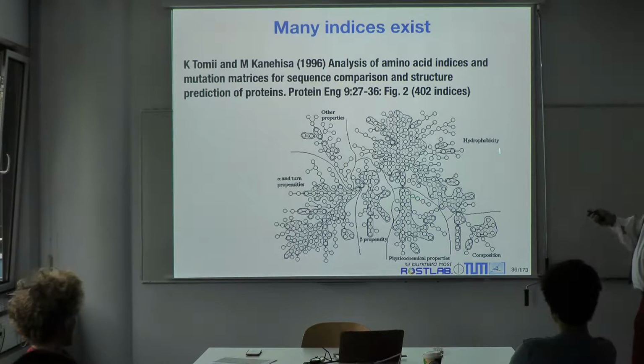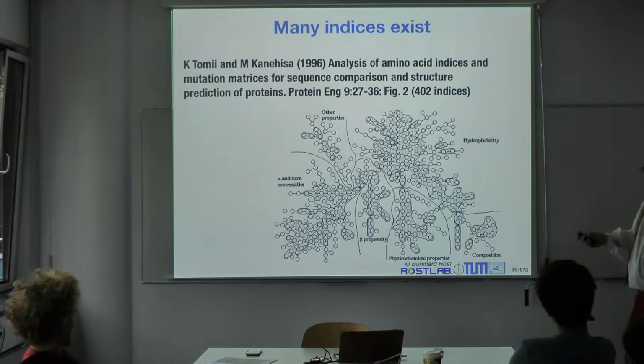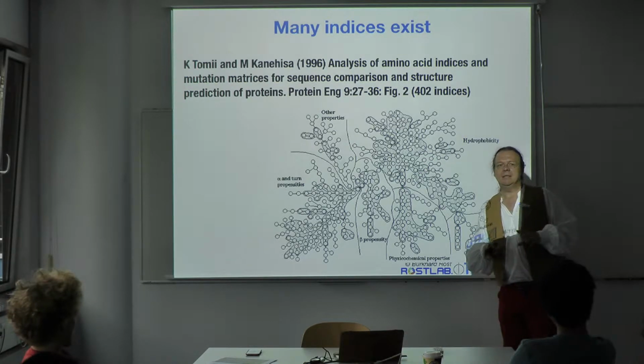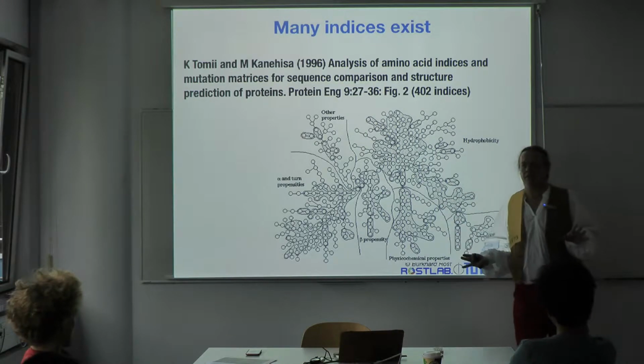And again, the good news is hydrophobicity indices cluster. In the universe of all the indices, this is hydrophobicity, and this is the largest cluster. But the bad news is some things such as beta propensities are actually something totally different. Alpha and turn propensities somehow have overlap, and there is still an immense spread.